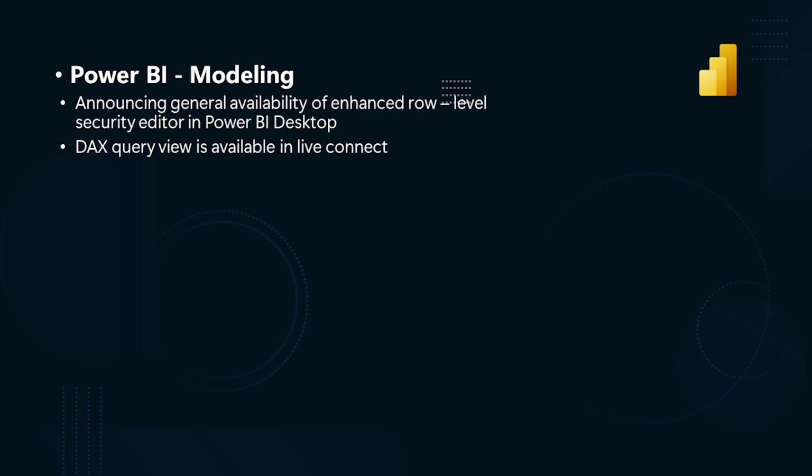Power BI Modeling. The enhanced row-level security editor in Power BI Desktop is now generally available. With this editor, you can quickly and easily create row-level security roles and filters. Simply choose Manage Roles from the ribbon to open the editor. By default, this will open an easy-to-use drop-down interface for creating and editing security roles without having to write any DAX.